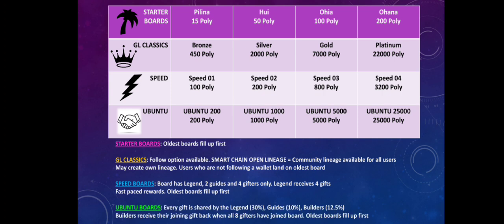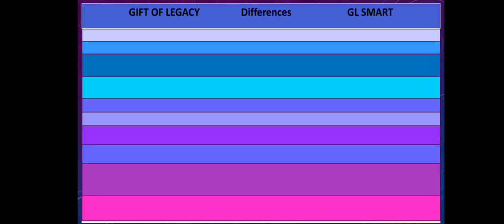The Ubuntu boards are the most special of all of the boards on GL Smart. Every gift that is shared on the board is shared by the legend, the guides, and the builders. 7 people will all share one gifter's gift. The legend will receive 30% of every gift. The guides receive 10% of every gift, and the builders receive 12.5% of every gift.